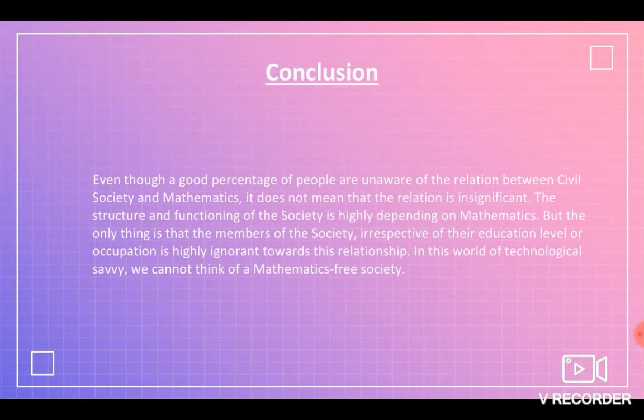The conclusion is that even though a good percentage of people are unaware of the relation between civil society and mathematics, it does not mean that the relation is insignificant. The structure and functioning of society highly depend on mathematics, as we all know. But members of the society, irrespective of their education level or occupation, are highly ignorant of this relationship. In this technological world, we cannot think of a mathematics-free society. So mathematics plays a great role in our society.